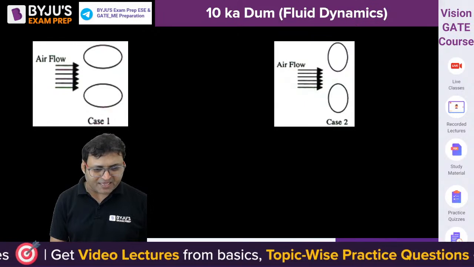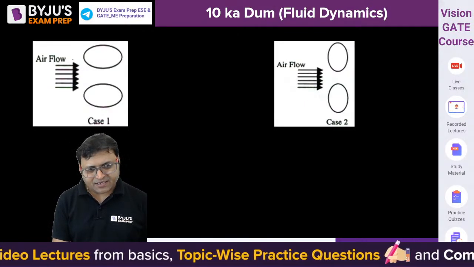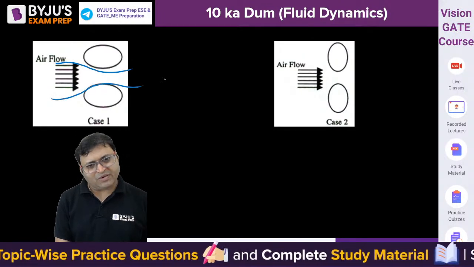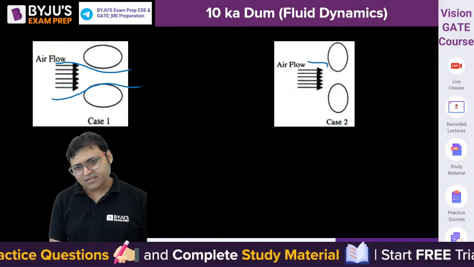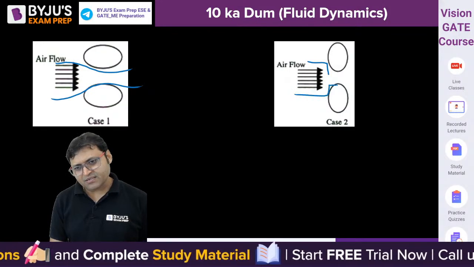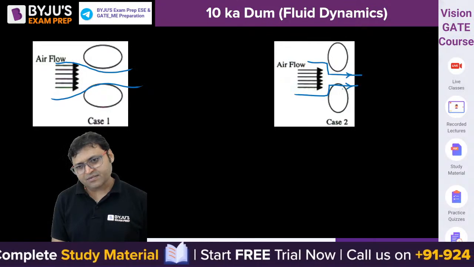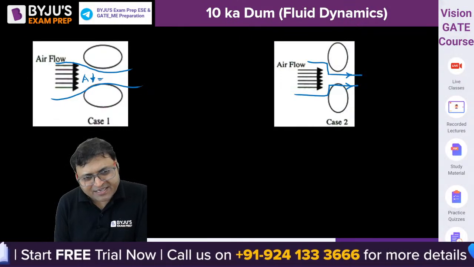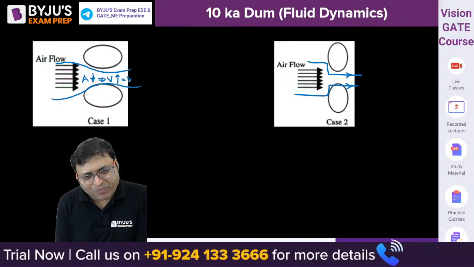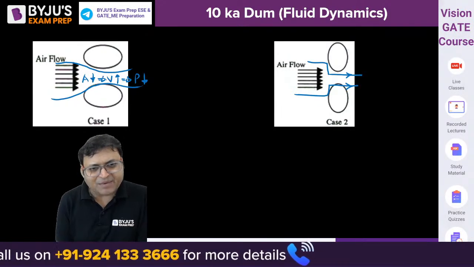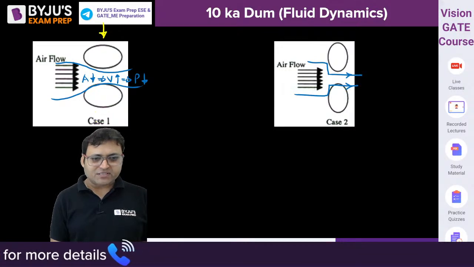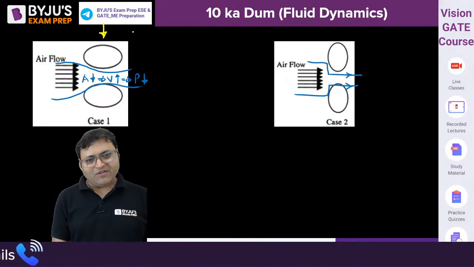The streamlines will be like this in the first case, and like this in the second case. So here, if you see, area is continuously decreasing, so velocity will increase, so pressure will decrease. At the middle, the pressure will decrease, so the fluid will exert a force from high pressure to low pressure, so they will be brought together, come closer, isn't it?